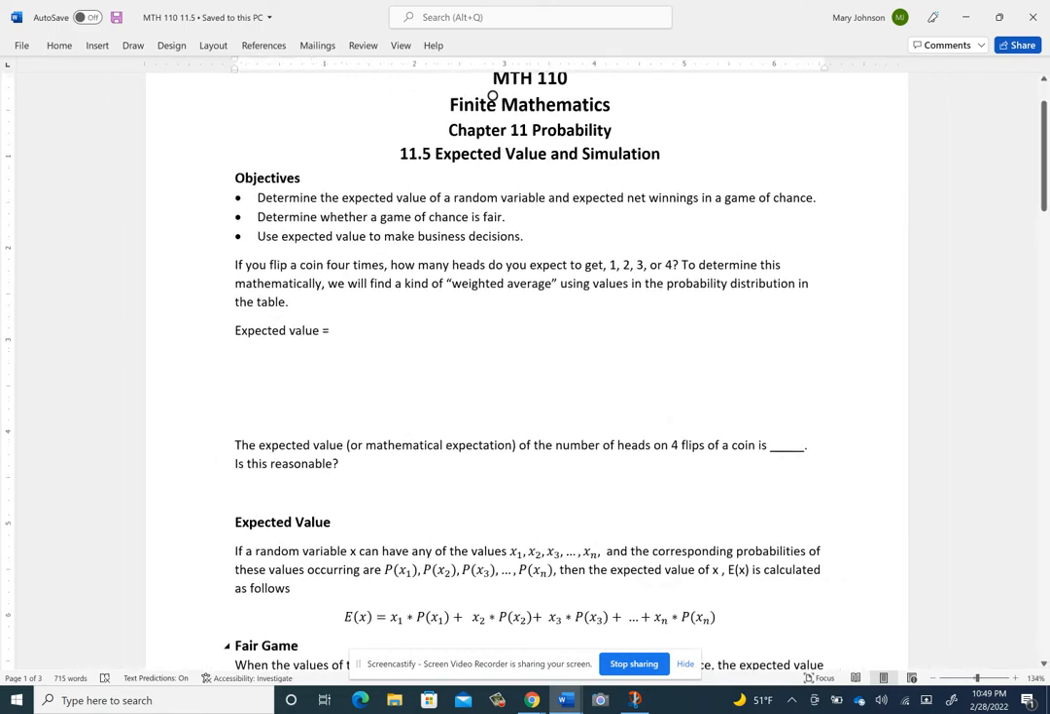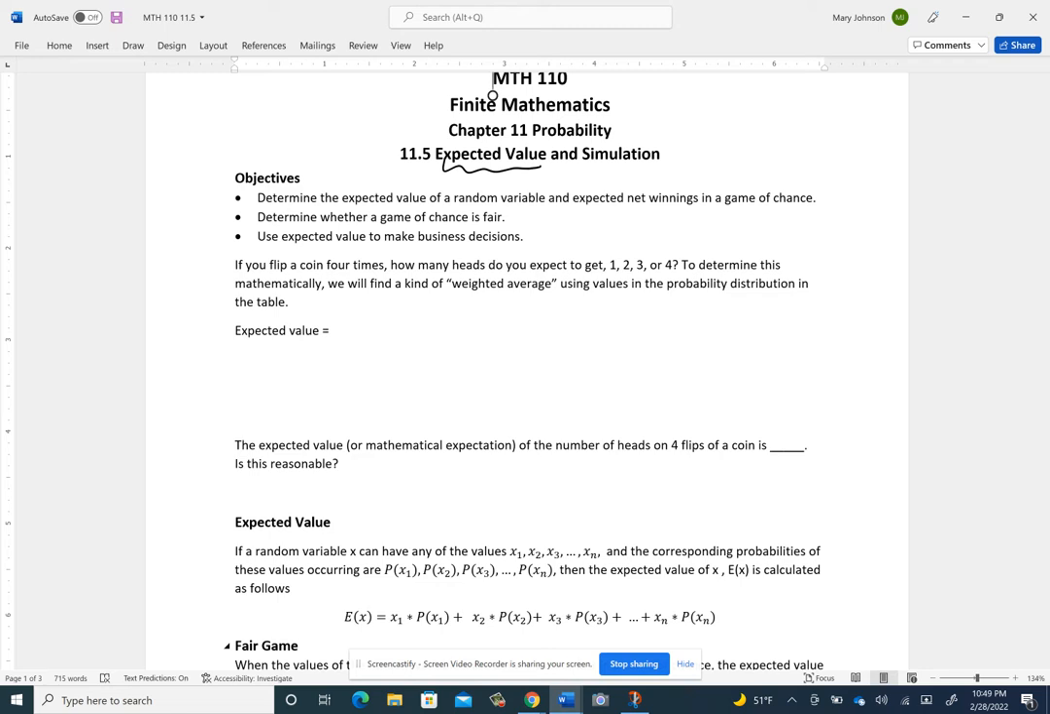So the last section that we're supposed to go over before you were supposed to have a test on all of this was expected value and simulation. And we're really just pretty much doing the expected value portion. Okay. So let's go ahead and get started with it.